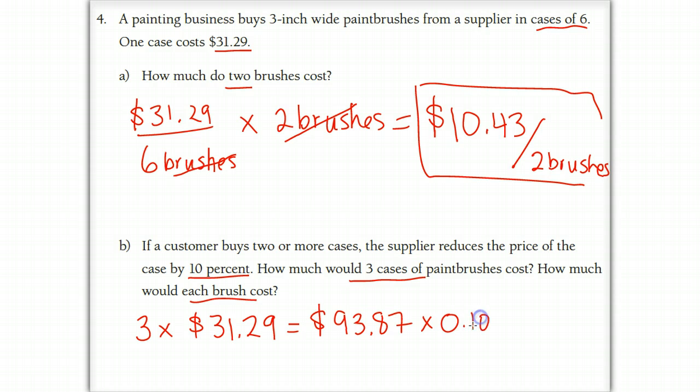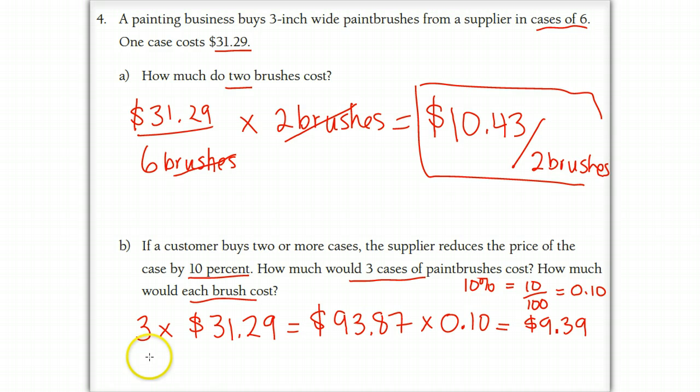And I've converted 10% to decimal. So if you remember, 10%, that's the same as 10 over 100. And 10 divided by 100 is 0.10. Okay, so that's why I put 0.10 in here. When we do that, we get an answer of $9.387. We're going to round that to 9.39.